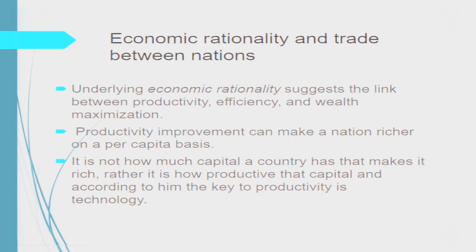Underlying economic rationality suggests the link between productivity, efficiency and wealth maximization. So if we go by the economic reasoning that establishes the link of how productivity can be boosted, that is, if there is a healthy competition between the nations across the globe, they definitely will try to outperform each other in a healthy manner. That means they will produce more.